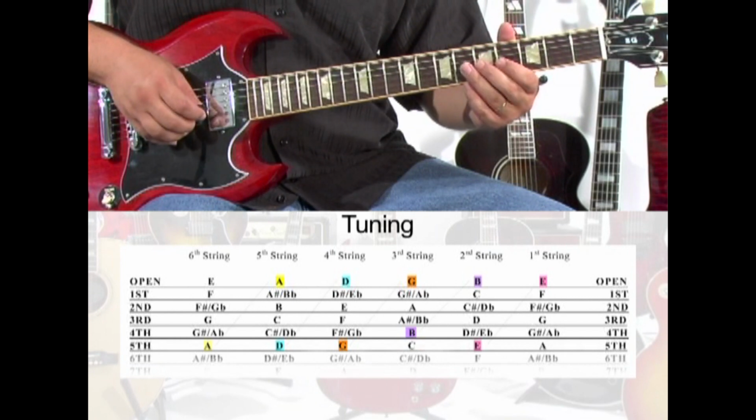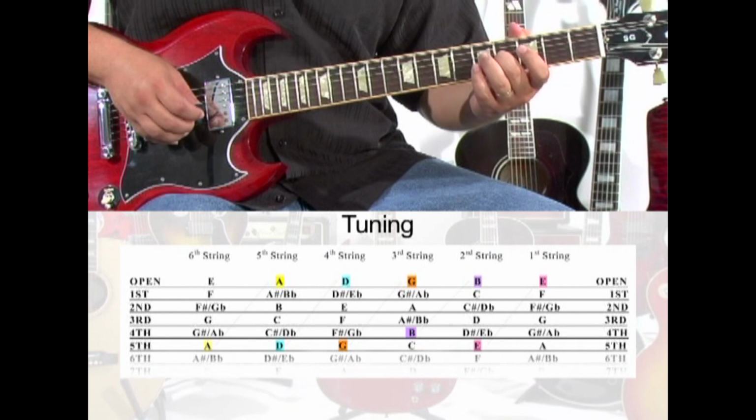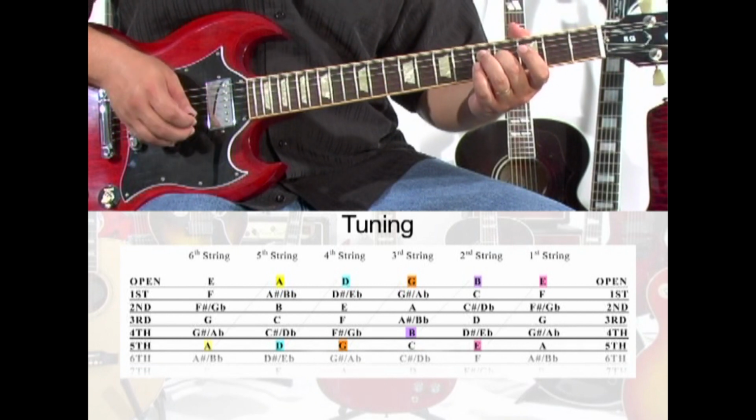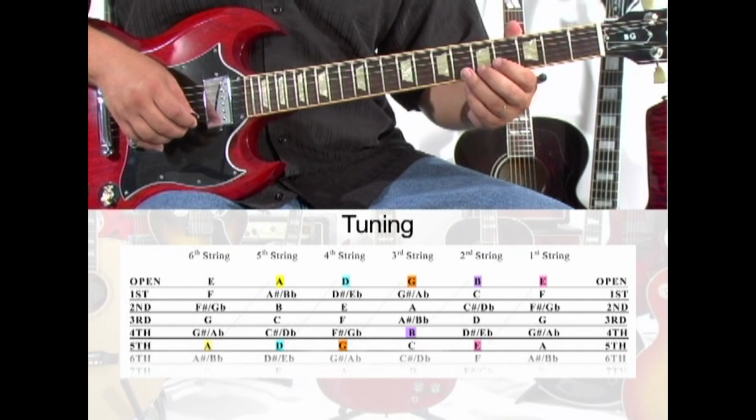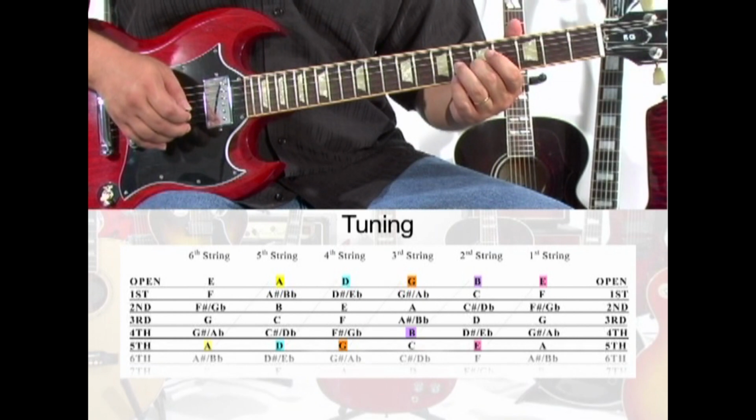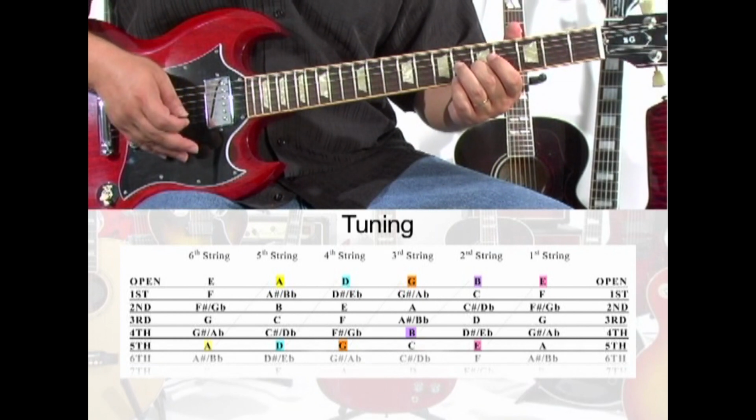You can use the 4th fret of the 3rd string to tune the 2nd string to a B note. And finally, the 5th fret of the 2nd string to tune the 1st string to an E note.